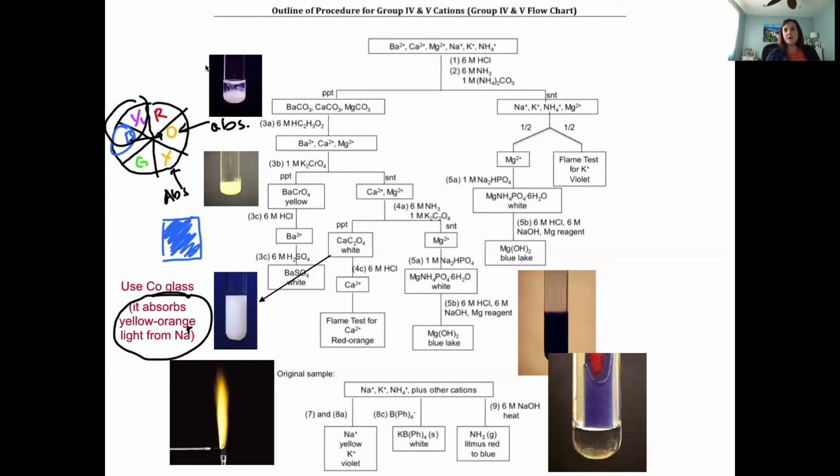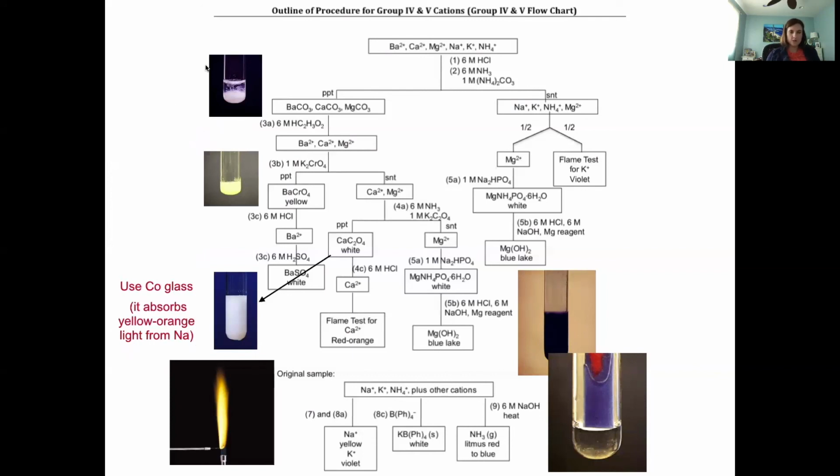So maybe in your unknown, you might not even see that yellow-orange light. You would just see the purple, which means sodium would be absent. If you see the yellow-orange light, you would look at it through a cobalt glass, and you would see the purple or violet light for potassium. Okay, so that's what you're looking for. You've got to do the cobalt glass. So you have your purple violet color, through cobalt glass if sodium's present. If there's no sodium, then you would see it without the glass.